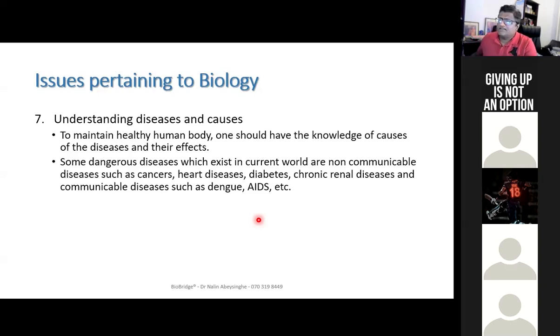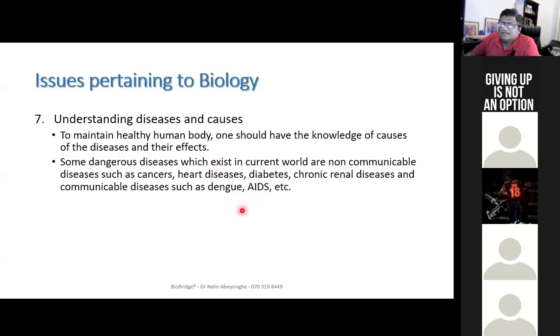So that's what they are saying, that non-communicable diseases such as cancers, heart disease, diabetes, chronic renal disease, and communicable diseases. Communicable diseases spread from one person to another. Dengue, AIDS, HIV, a sexually transmitted infection. HIV is the human immunodeficiency virus, right? And acquired immunodeficiency syndrome is AIDS, which is the later stage of the HIV infection.